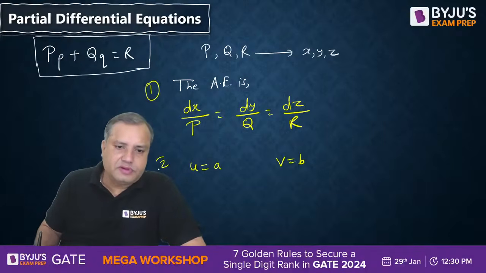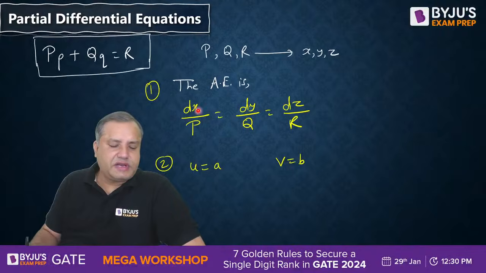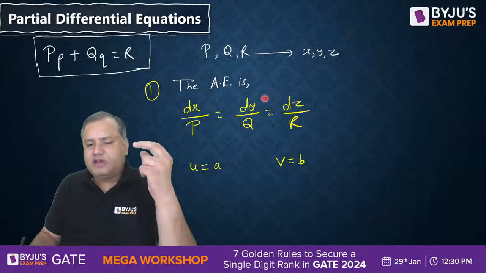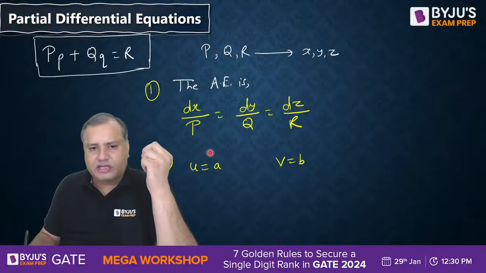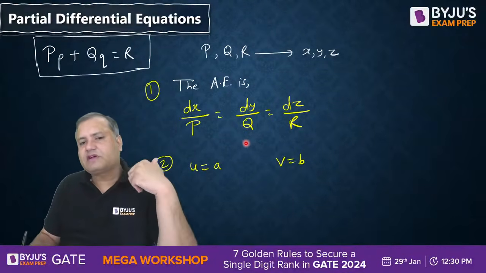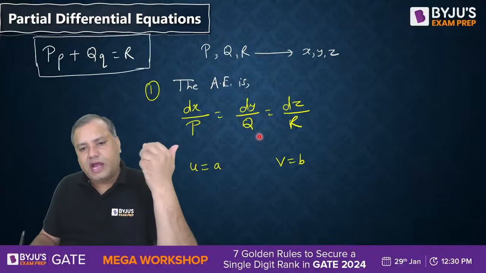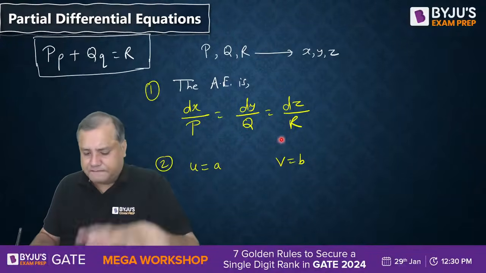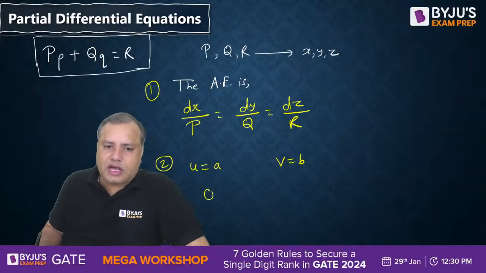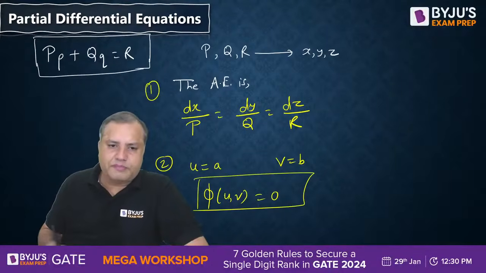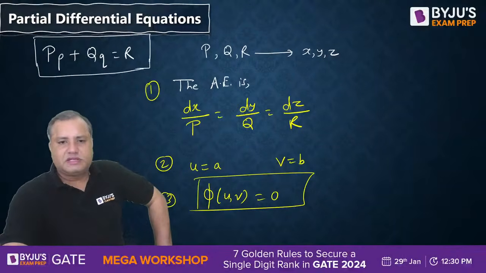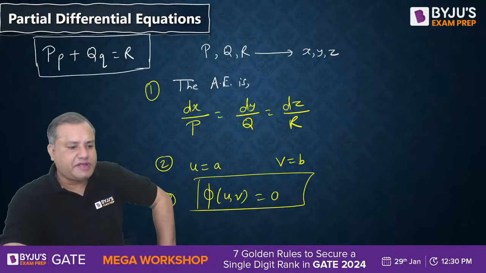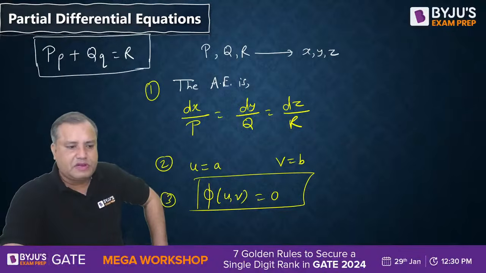This auxiliary equation has got three terms. We will consider two at a time, solve them to get one solution U. Then we will consider another two and solve them and get another solution V. Finally, you need to club U and V together. This is your complete solution. So this is how we approach Lagrange's partial differential equation. Comfortable? Let's move.